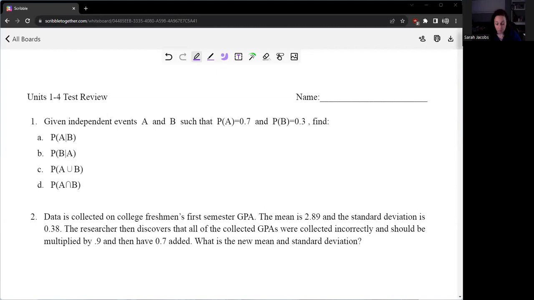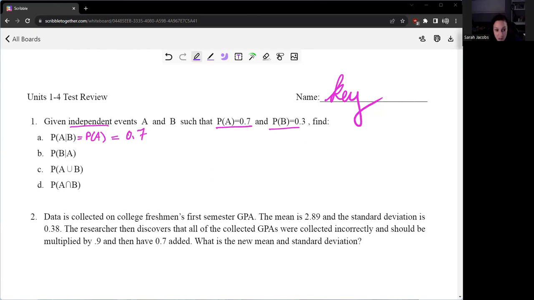Okay, so we have got another unit review, and this is our key. So, problem one, given independent events, A and B, such that the probability of A is 0.7 and the probability of B is 0.3, find these following probabilities. Okay, so the probability of A given B, if these events are independent, should just be the probability of A. That is the definition of independence. So this should just equal 0.7.